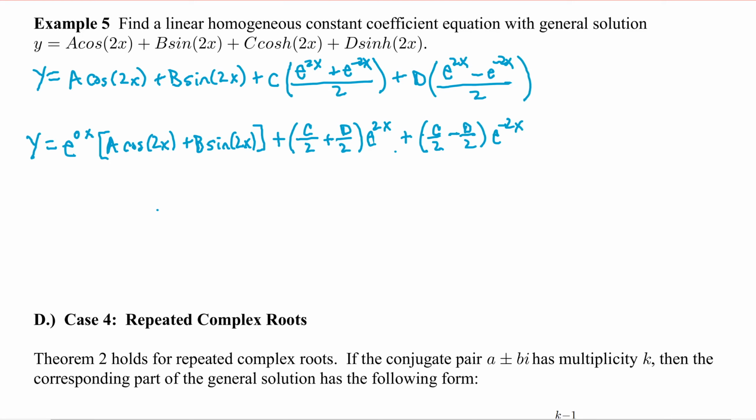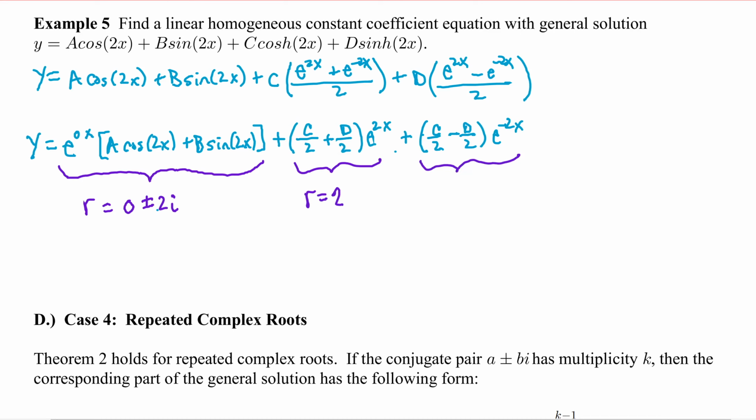Now, based on the nature of this term right here, we can see that that corresponds to a complex conjugate pair of solutions 0 plus or minus 2i. Also, from this term, because the coefficient of the exponent there is 2, we get a distinct real solution r equals 2. And from this one, we can see distinct real solution r equals negative 2.